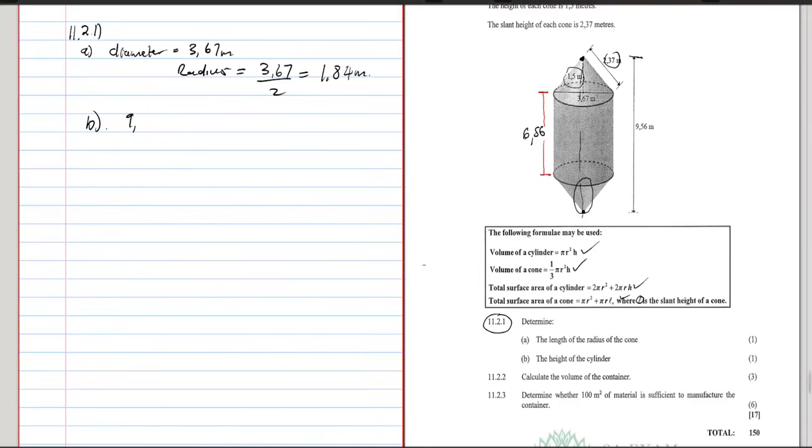It's that 9.56 minus 1.5, which is this height from here to here, minus another 1.5, which is the height from here all the way to there. The answer is 6.56 meters. That's the height of the cylinder. Then we have 11.2.2. Calculate the volume of the container.